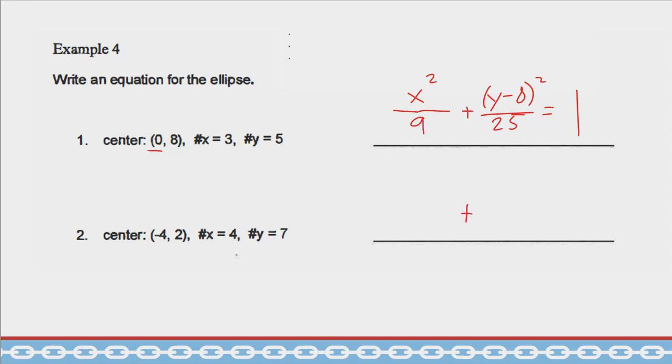So again, setting up the generic format. I have an h value of -4, so opposite goes in. H plus 4 will be x plus 4 squared. And then I have an x radius of 4. 4 squared is 16. And then I have y minus 2. A y radius of 7. So 7 squared is 49. So that is it for our chapter on the ellipse.